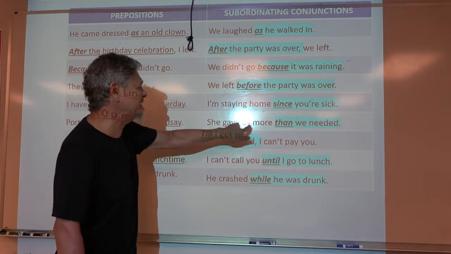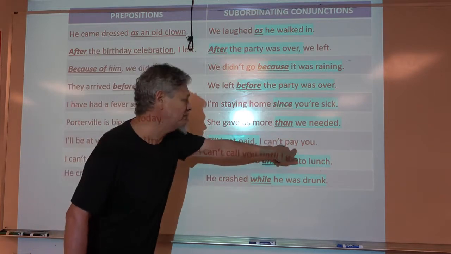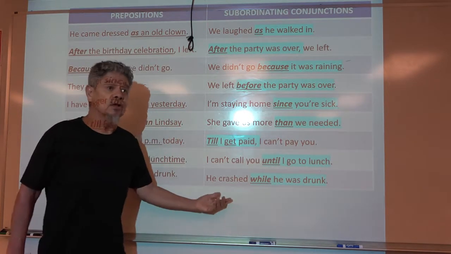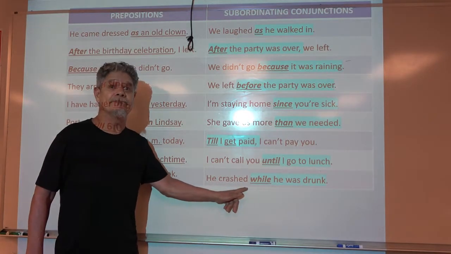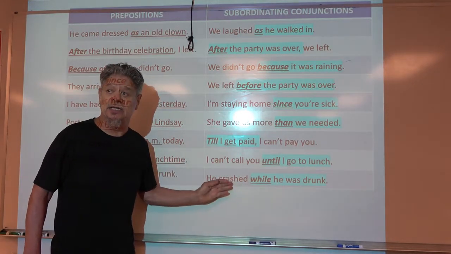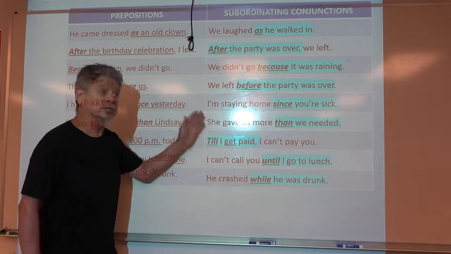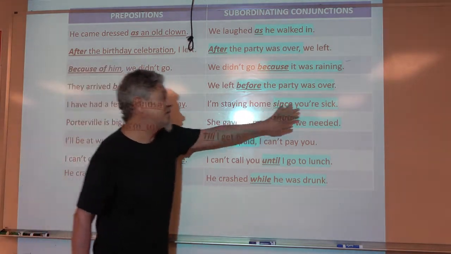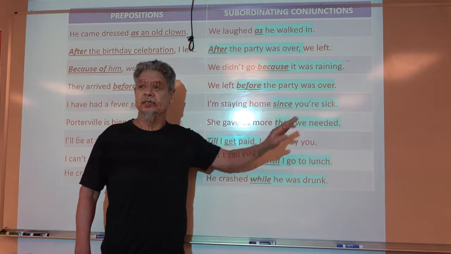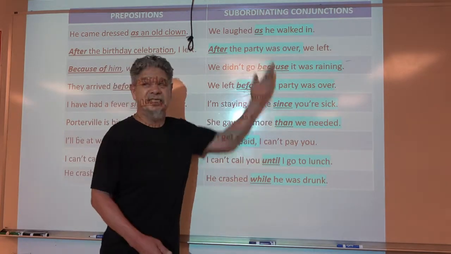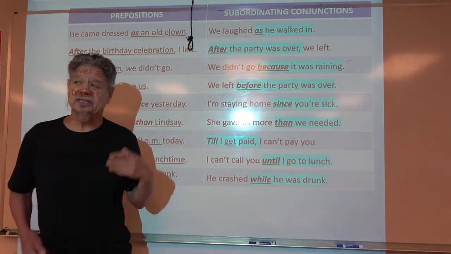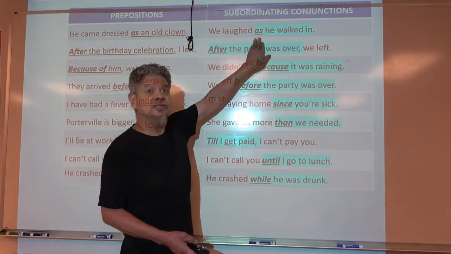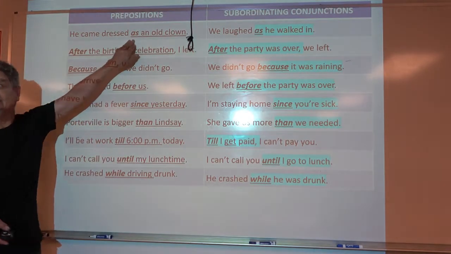Excuse me. She gave us more. I can't pay you. I can't call you. He crashed. All of these, I could put a period. These are independent clauses because there's no subordinating conjunction. Okay? So these are the dependent clauses. And these 9 are special because they can function as subordinating conjunctions and they can function as prepositions.